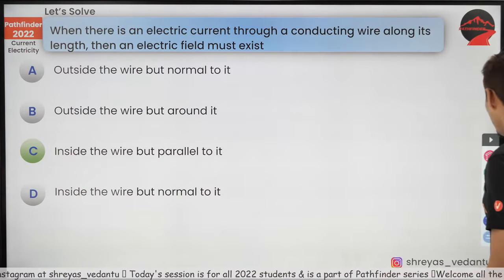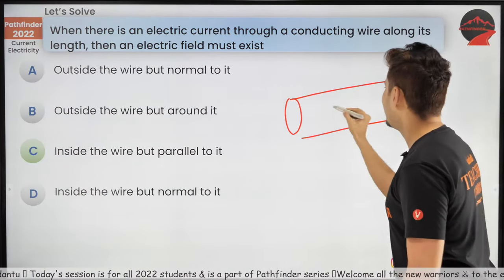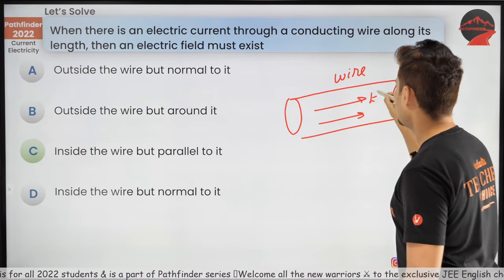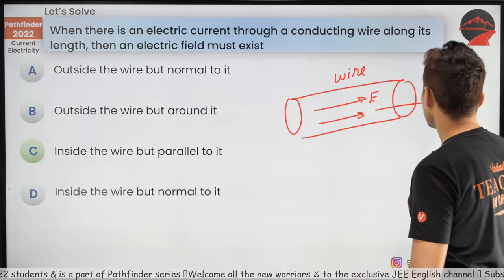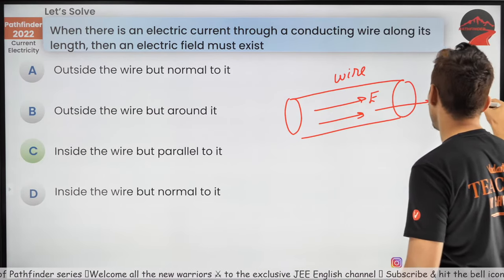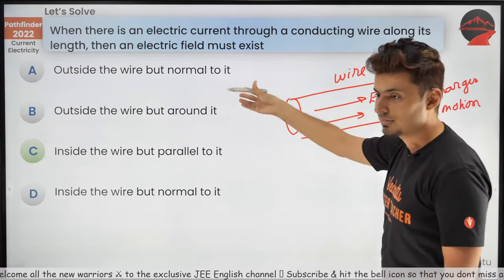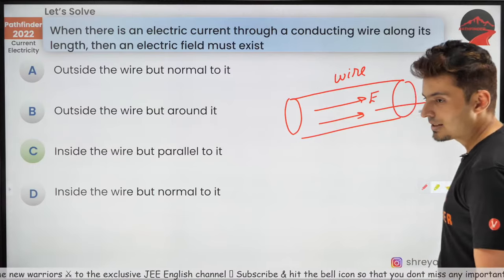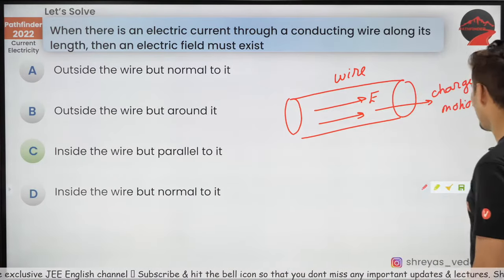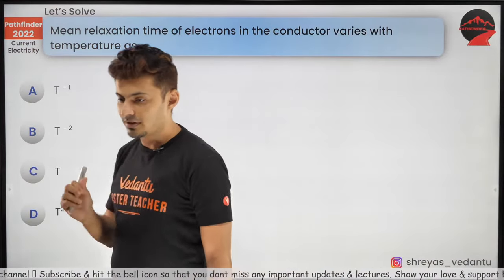See guys, when you have an electrical wire like this, the field is parallel to the wire. This is the wire. The field is here. That's why the charges will move. The charges' motion will be in the direction of the wire, not perpendicular or somewhere else. The current flows parallel to the wire, so the field is also parallel to the wire. Last question coming up on your screen.